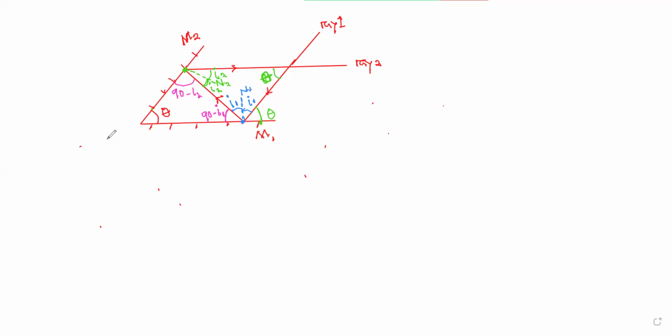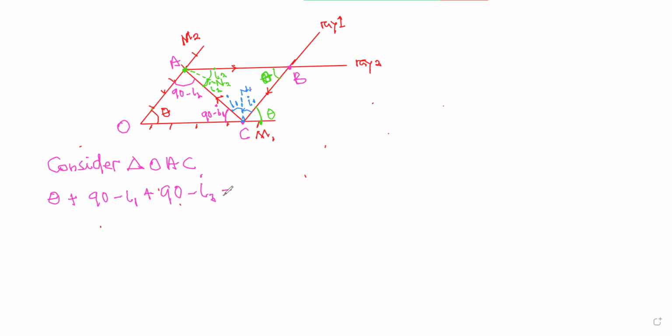So let's label these triangles here: O, A, B, C. When we consider triangle OAC, we have theta plus 90 minus I1 plus 90 minus I2, summing up to 180 degrees. Here I'm using the sum of angles in a triangle OAC.